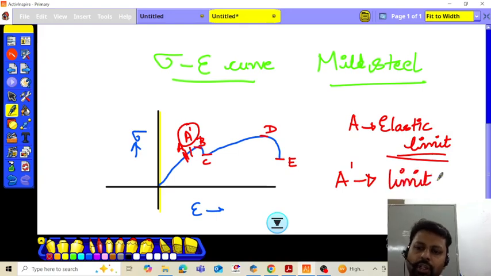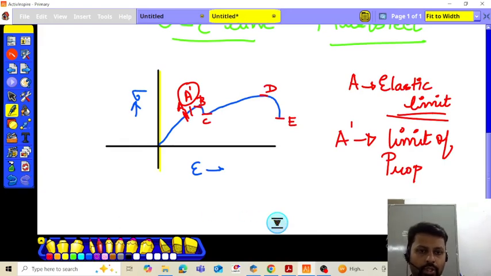Point number A dash, I will leave you to understand what this is. This is like a homework. Limit of proportionality, right? So I will leave you to understand what that means, because I cannot tell every single thing for you inside a 10-minute video. So I'll leave you to see what A dash means.